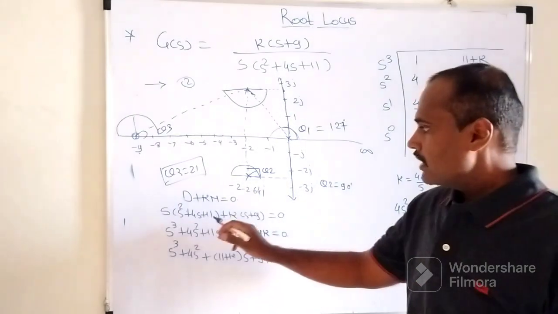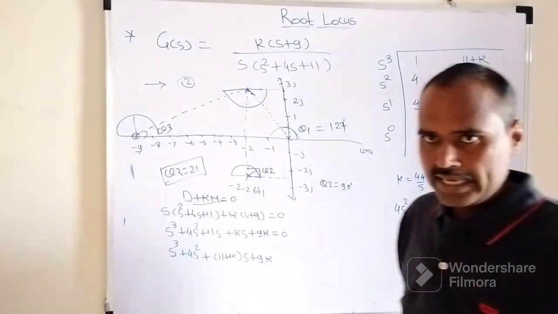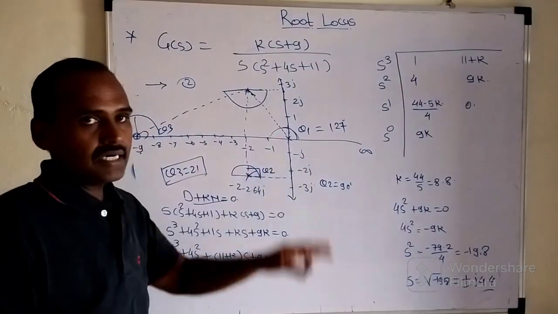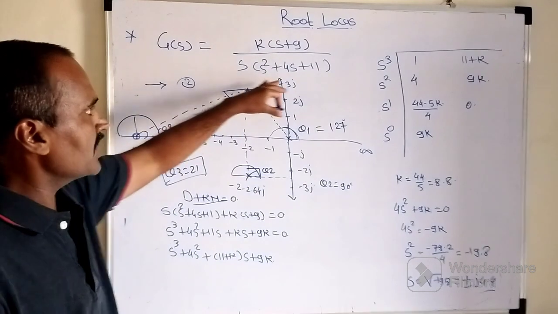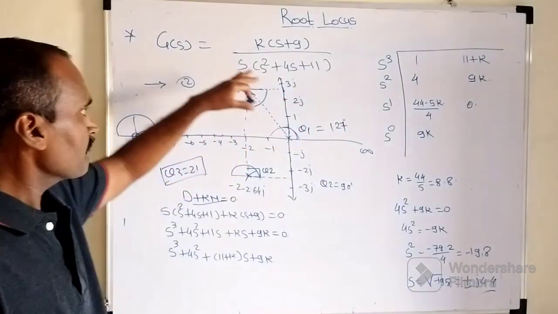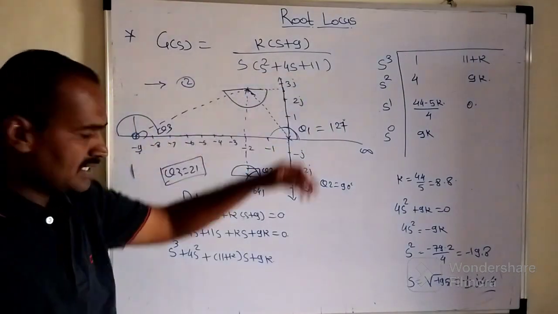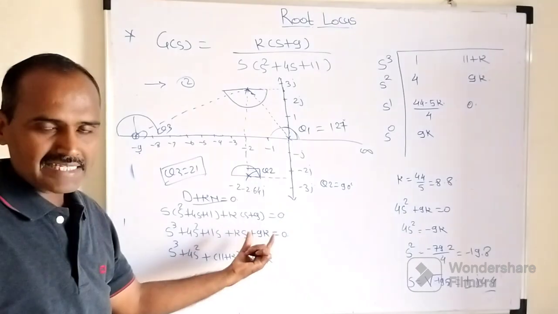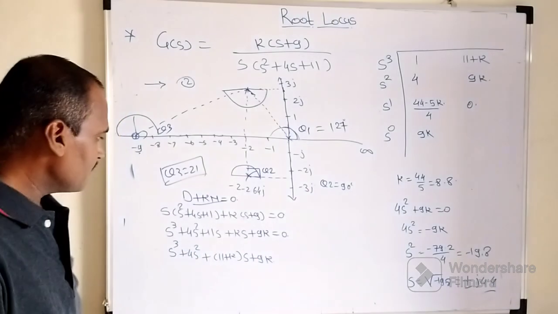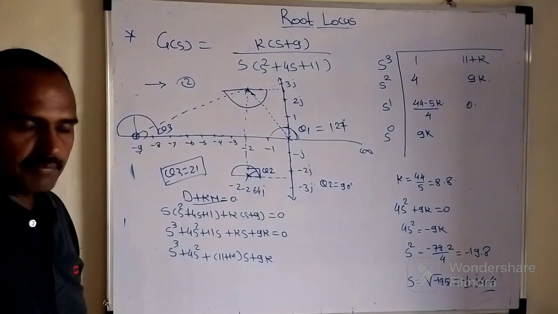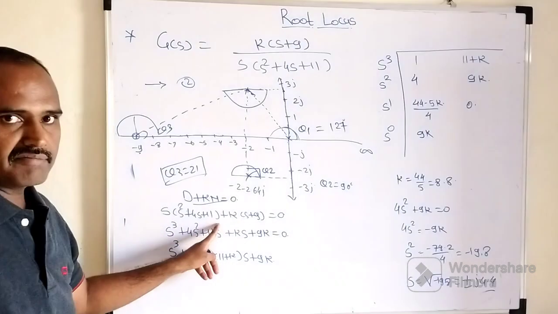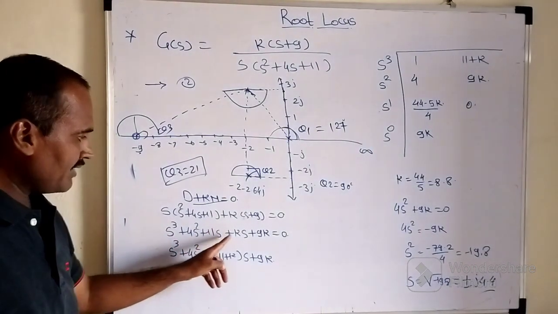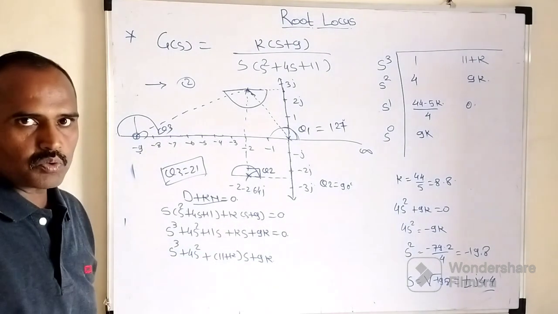For that purpose, we need to use this relation, D plus KN equals 0, where D is the denominator polynomial and N is the numerator polynomial. The denominator polynomial is this whole term, s into s square plus 4s plus 11. As it is we write plus K into the numerator polynomial, which is s plus 9. After simplification, when s gets multiplied with the parenthesis, it becomes s raised to 3 plus 4s square plus 11s plus ks plus 9k equals 0, right?